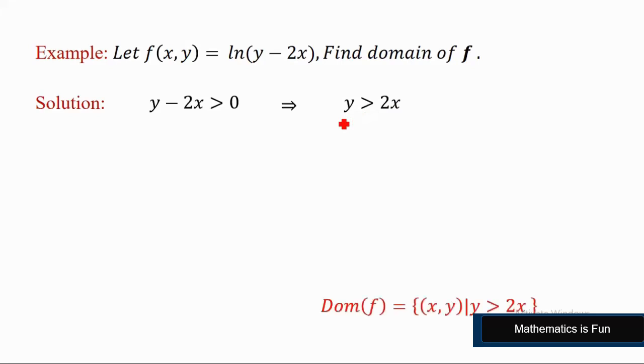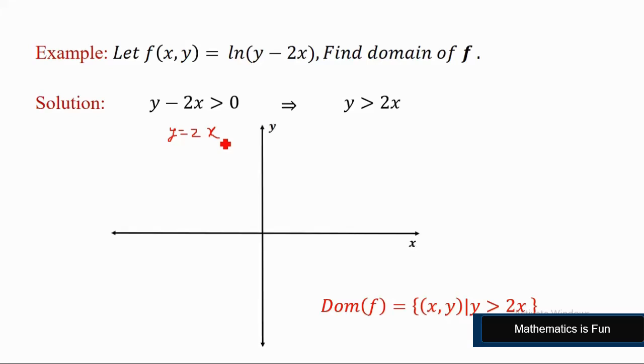So its domain can be defined as this, and this line is related to the equation y is equal to 2x, which is a linear equation, that is a sloped line, you can say. Let's sketch its domain. So here it is x coordinate and y coordinate. So first we would sketch the line y is equal to 2x. So this is y is equal to 2x.